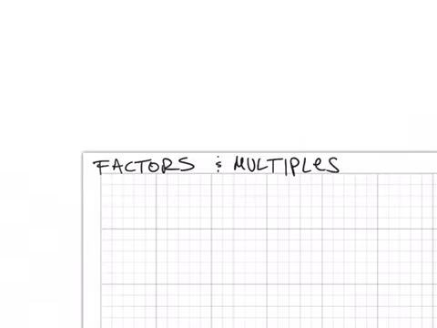The topic is about basically multiplication and division. The name of the topic, I'm going to call it factors and multiples. It's about multiplication and division, and it's also about what numbers are made of. Okay, it's about what numbers are made of.